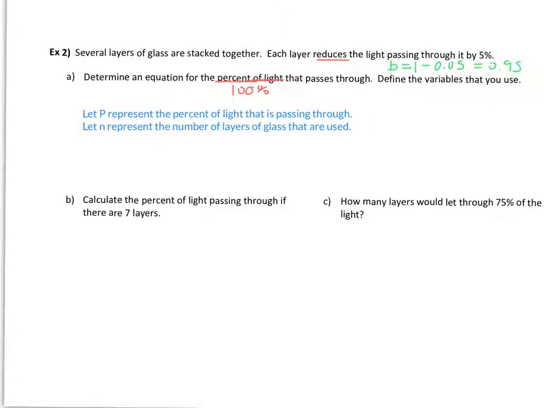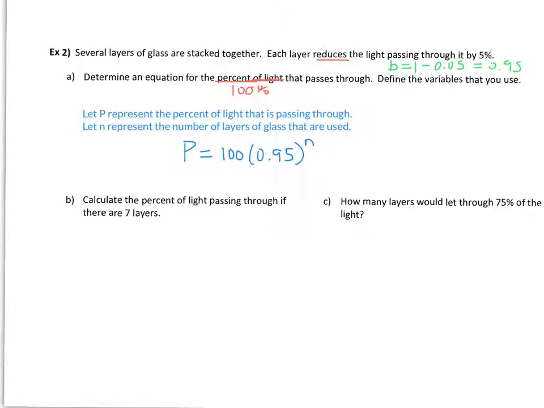Okay, so given those variables P and N, the percent of light would be equivalent to our initial percent, which is 100%, times our B value we already determined to be 0.95, because it's decreasing by 5% per layer, to the power of N, the number of layers that are used.